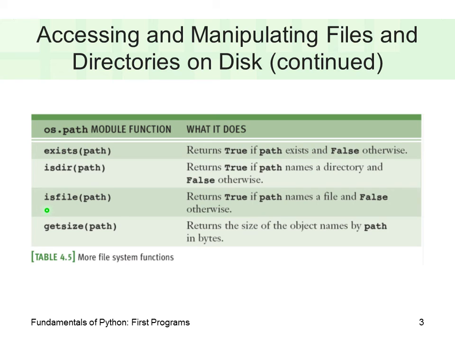Here we have the associated function isfile. So if we'd like to know if the name that we have is a file, it'll return true if it's a file and false otherwise. And then finally, we have getsize. We can actually see the size of whatever the path object is, whether it's just a single file or an entire folder or directory, and it will return the size of the object in bytes.